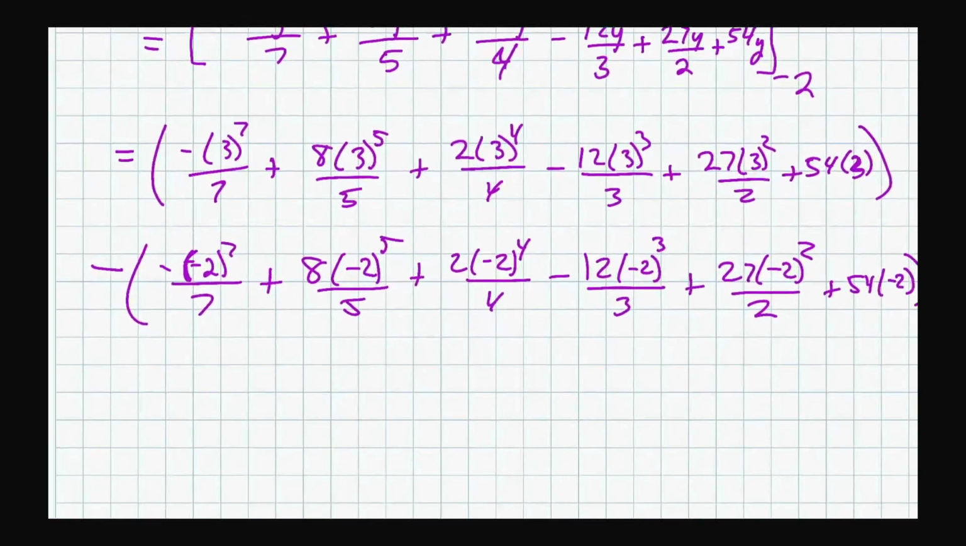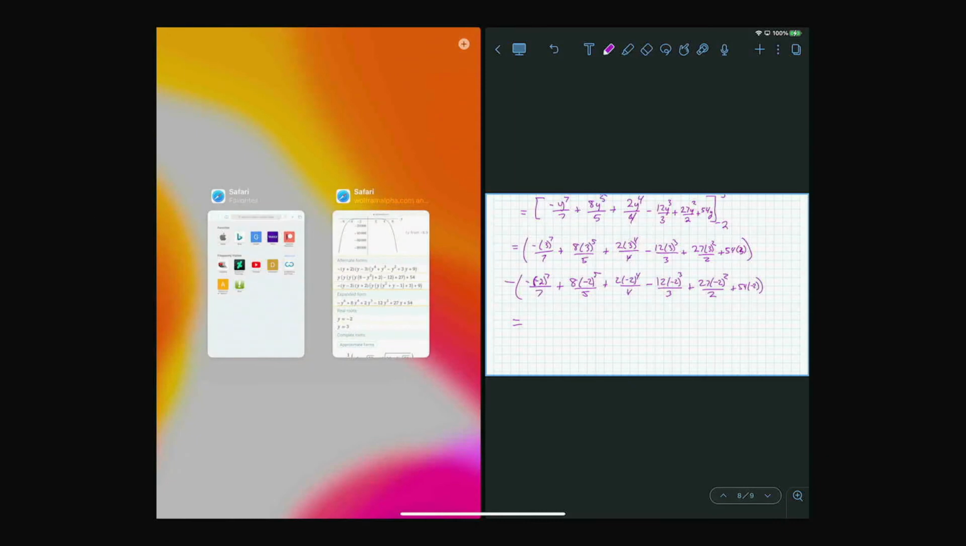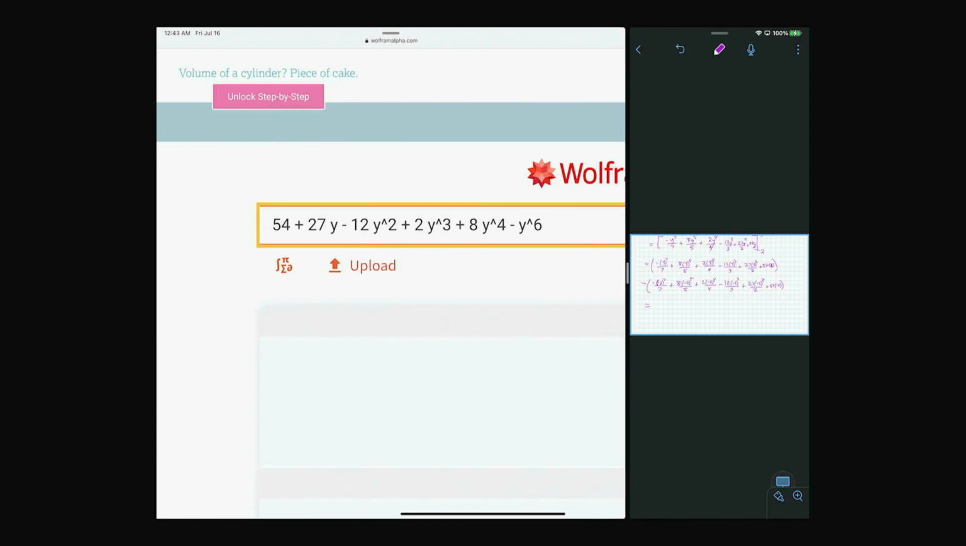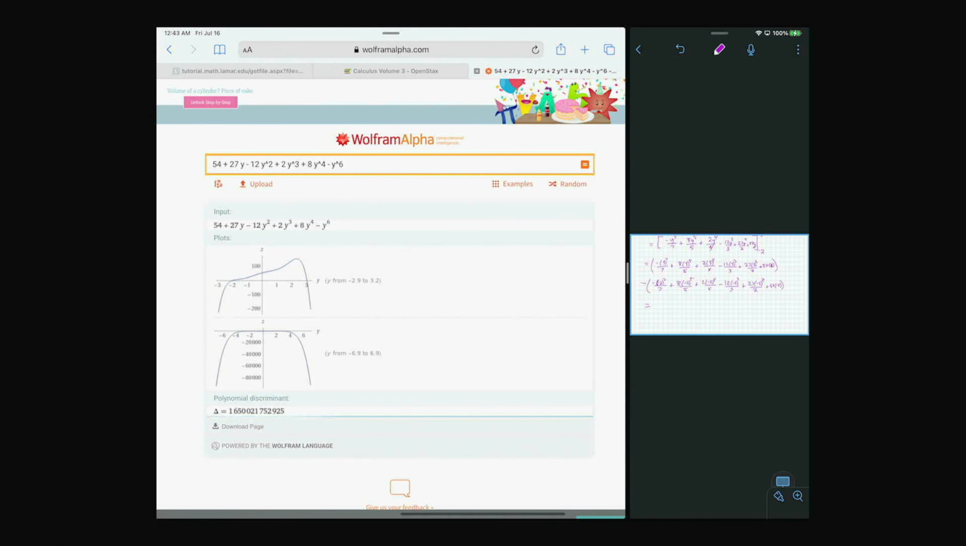Okay. So what is that? I'll tell you what it is. Here's what I'm going to do. You go back to Wolfram Alpha, like so, and I go to this expanded form. I was going to copy paste it, but I clicked on it and it just brought me here. So that's the thing that I'm supposed to integrate, right?